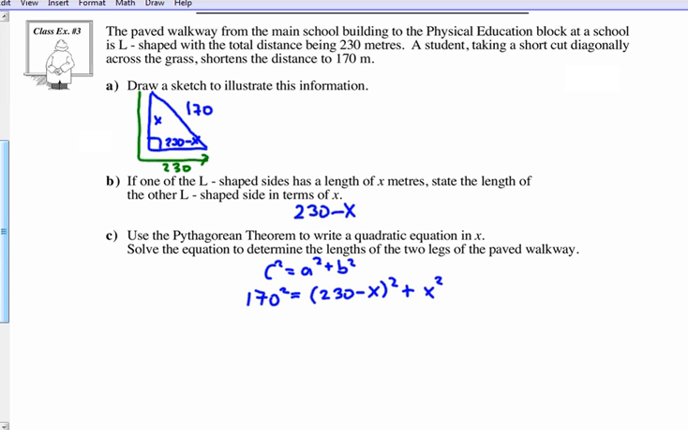Okay, so we need to solve this quadratic equation. And we know how to solve quadratic equations. Right? We have to get them looking like this. 0 equals ax squared plus bx plus c. Then we can factor. So we need to expand this thing, simplify it, so we can make it look like that. And then factor and solve, or use a quadratic formula if we have to. Okay? All right, so what is 170 squared?